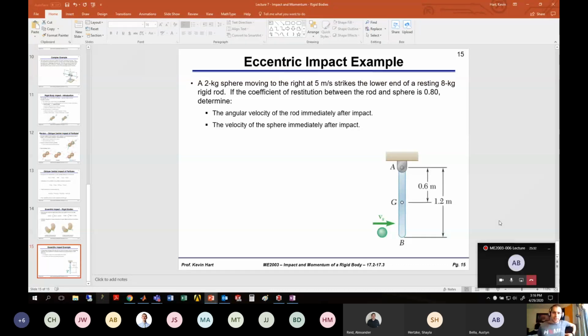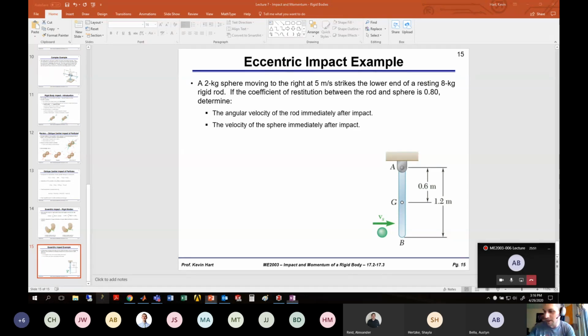A 2 kilogram sphere moves to the right at 5 meters per second, and it strikes the bottom end of this rod, which has a mass of 8 kilograms, and the coefficient of restitution between the sphere and the rod is 0.8. We want to determine the angular velocity of the rod and the velocity of the sphere immediately after this impact has occurred.